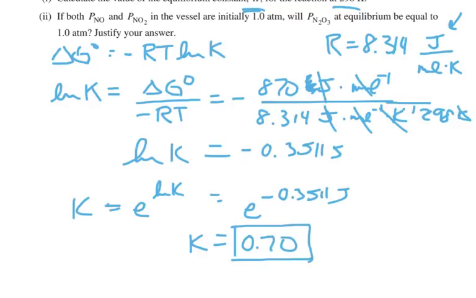So this is not a difficult problem, just using this equation, but there are places to be careful. Watch the units and choose the correct value of R, and don't lose that negative sign in there somewhere. That makes a big difference. So the answer is 0.70. This is a 1-point problem, just for getting that value of K.